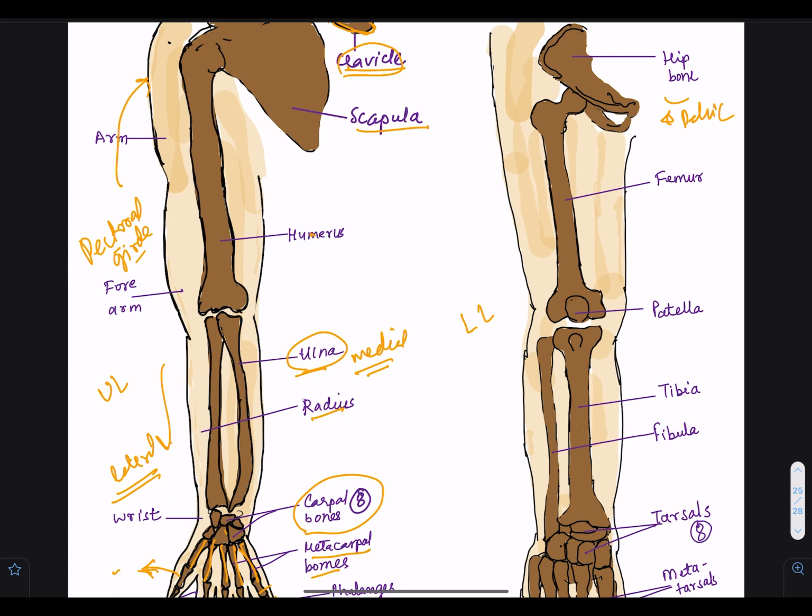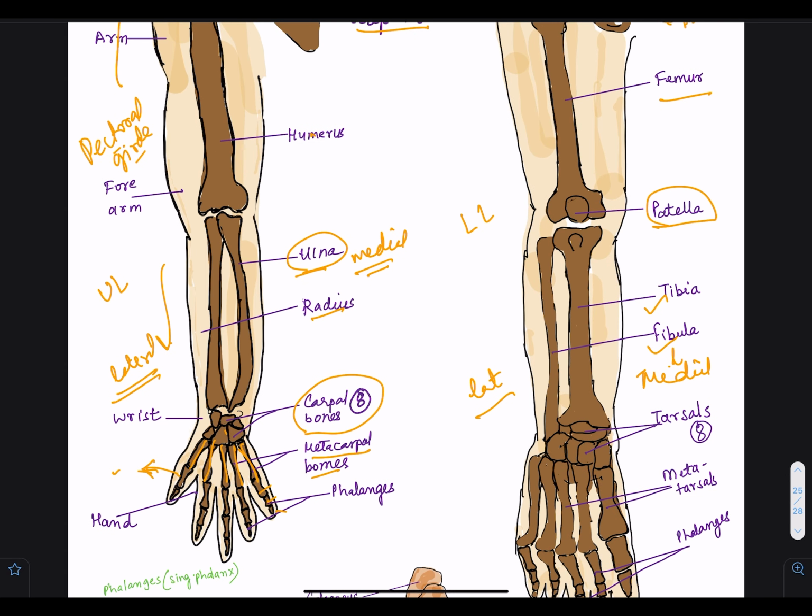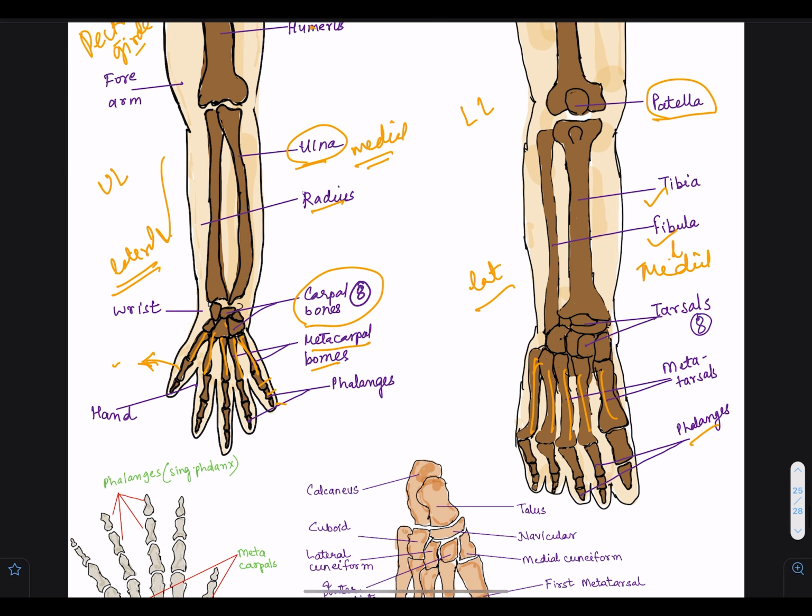Here we have the hip bone, the femur, the patella, the knee bone, tibia, fibula. The fibula is always lateral on this side, and the tibia is always a medial bone. Then there are tarsals and the metatarsals. These are the metatarsals. Then we have the phalanges.